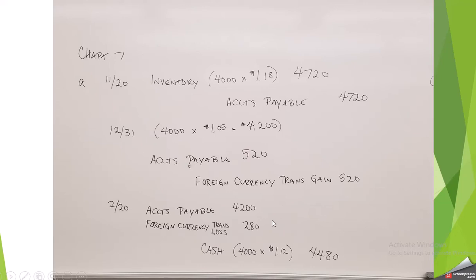Then on February 20th, when we actually settle it, the US dollar goes back up. So it's $1.12 to buy 1 Swiss franc. So then we take the 4,000 Swiss francs that we owe times the $1.12, and to settle the liability, it's 4,480. We had 4,200 in our accounts payable at the end of the year. So then now we have to come up with that additional $280. It's a debit, so then it's going to be a loss. So this foreign currency translation loss is going to offset that gain.